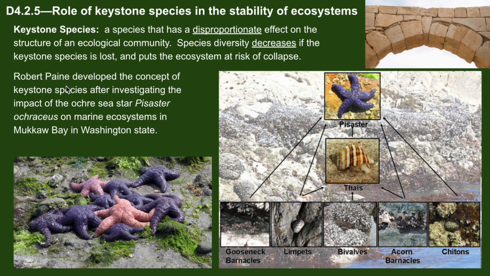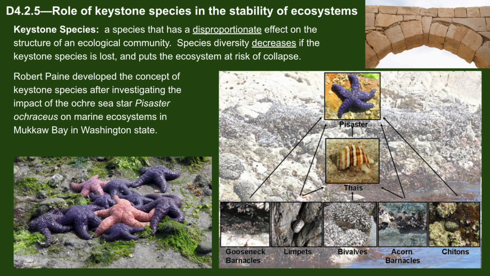So this is an example, which is the sea star, Pisaster ochraceus, forgive my Latin. And so here you can see this food web. This is our keystone species here. You can see that they consume these, as well as all of these other barnacles and limpets, etc.